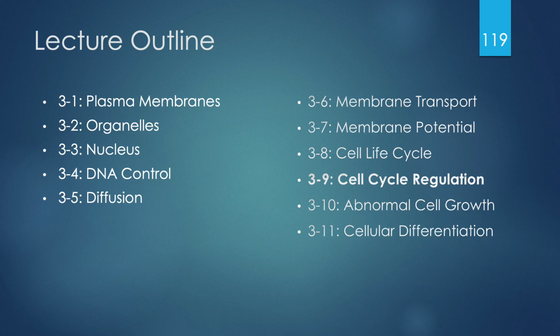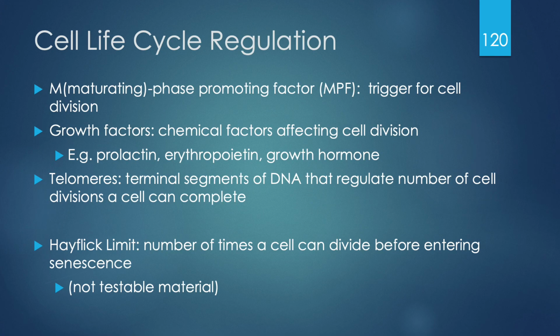Let's discuss cell cycle regulation from section 3-9. Cell life cycle regulation is fascinating, but only covered very briefly in this chapter. So here's what you need to know. MPF, or M-phase promoting factor, also known as maturating phase promoting factor, is the main trigger for cell division. There are a number of different growth factors, and these are just chemical factors that affect cell division. So here are a few examples.